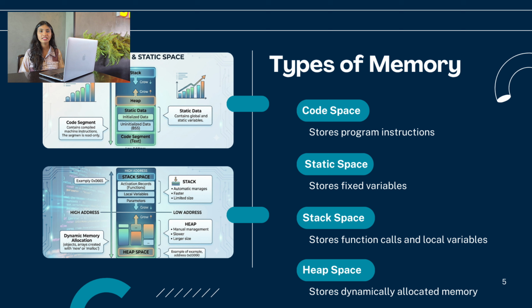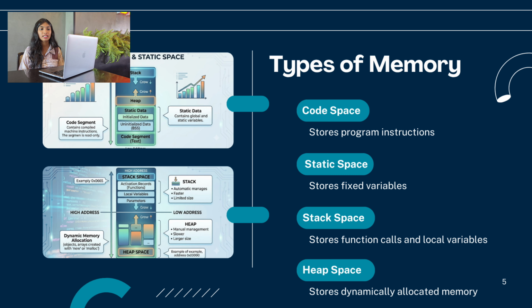Now let's see the types of memory used in programs. When a program runs, it uses different types of memory. The four major types shown here are code space, static space, stack space, and heap space. Each type serves a specific purpose.